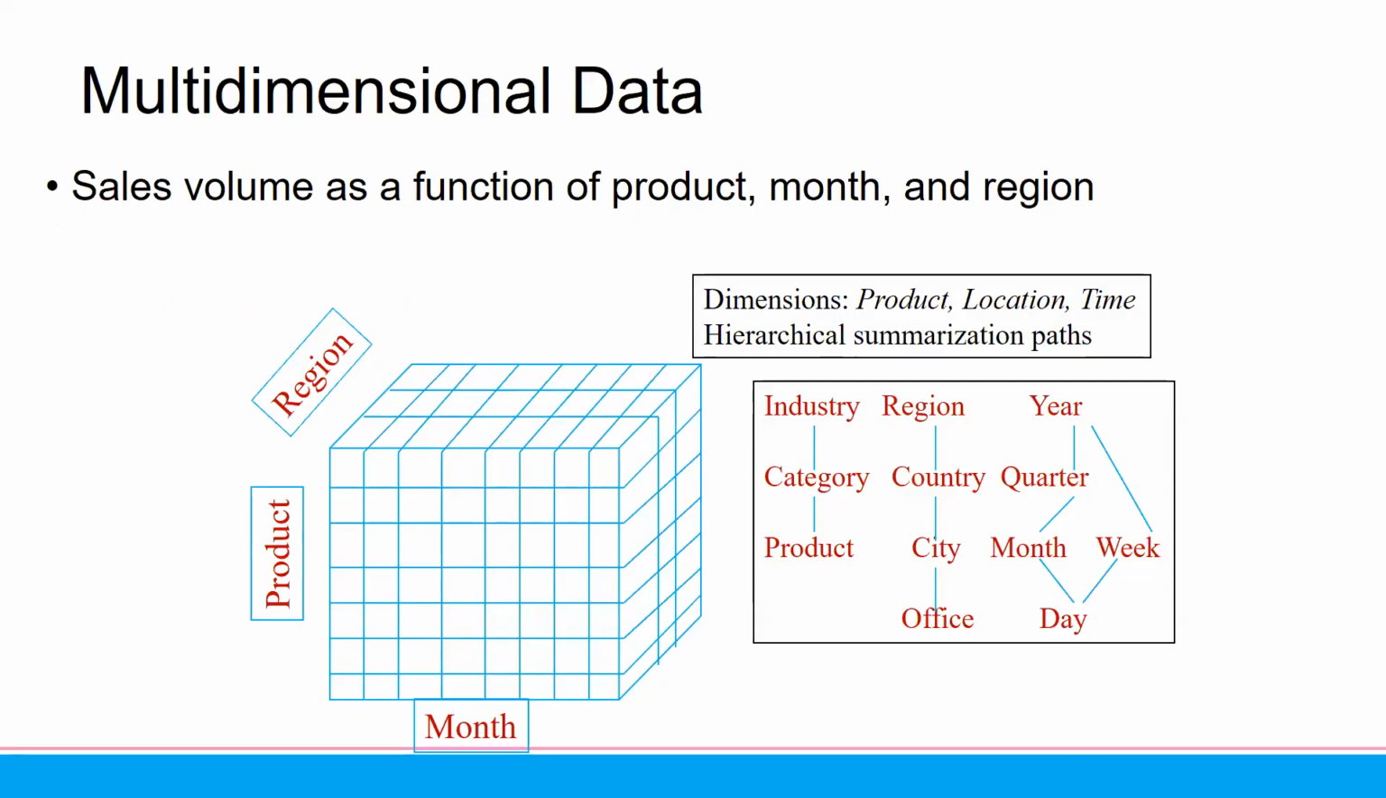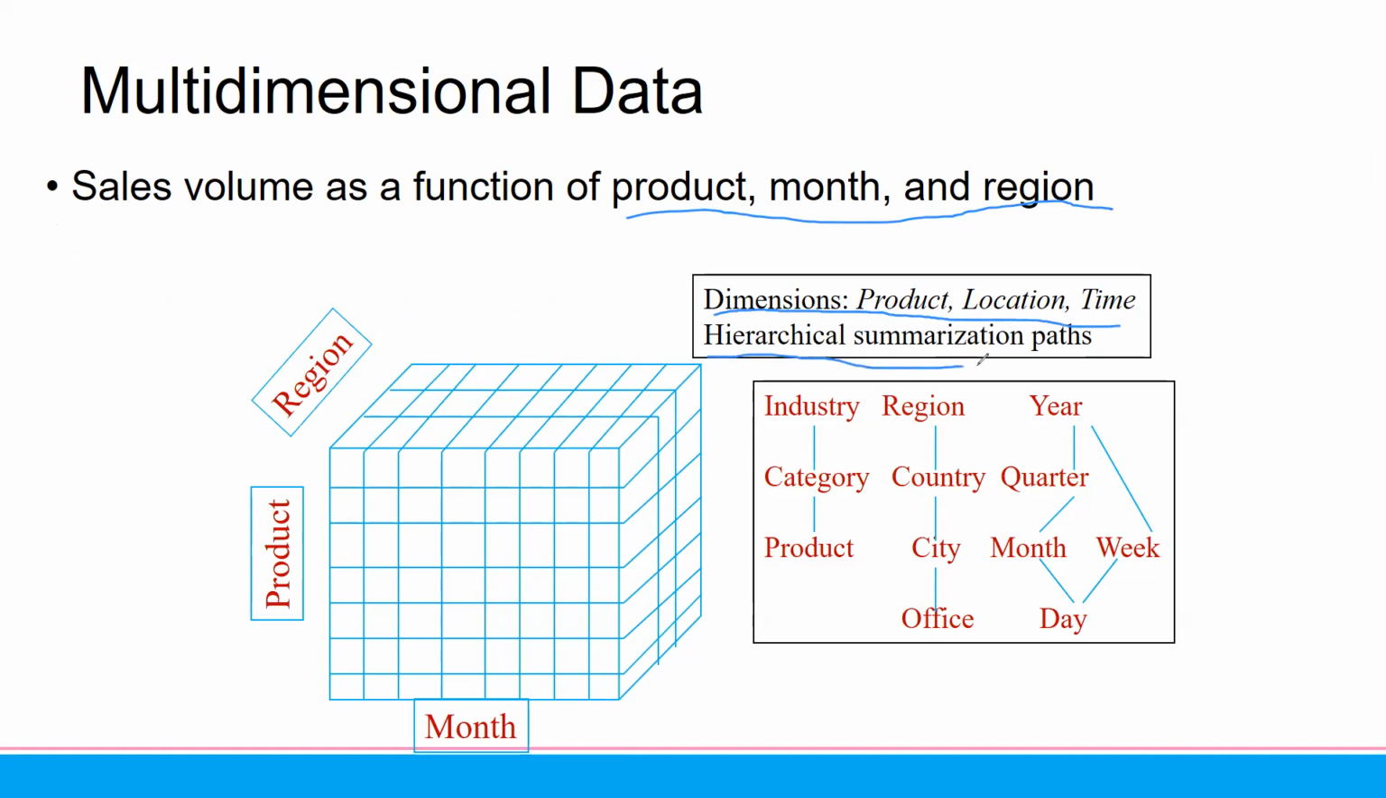The most important thing in the data cube is the multi-dimensional data. So sales volume as a function of product, month, and region. Product, month, and region, those are the dimensions. Product, location, and time.